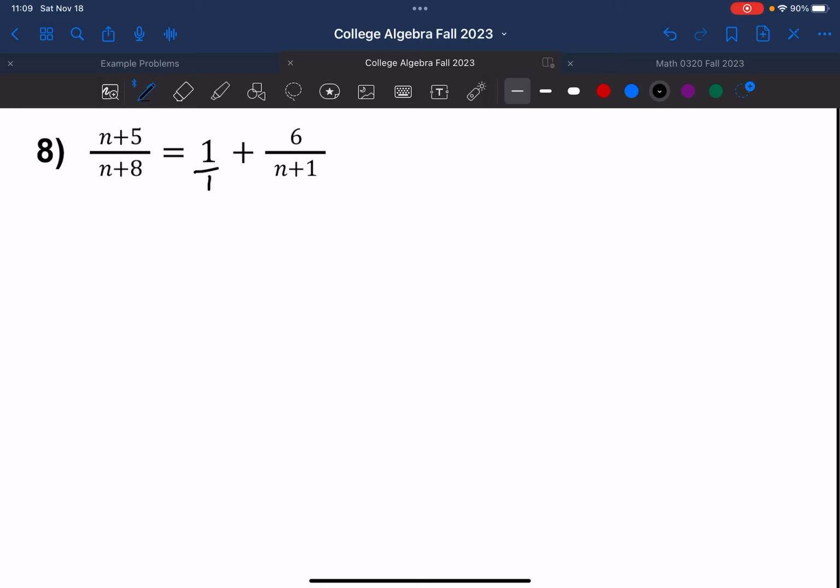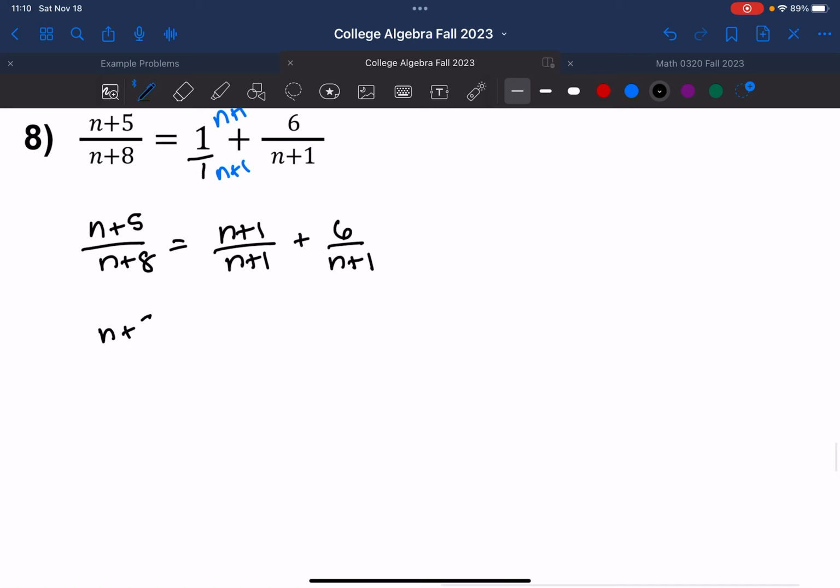And I want to get a common denominator of n plus 1. So I'm going to multiply that 1 over 1, top and bottom, by n plus 1. So I have n plus 5 over n plus 8 is equal to n plus 1 over n plus 1 plus 6 over n plus 1. Okay. So that gives me n plus 5 over n plus 8 is equal to n plus 1 plus 6, so n plus 7 over n plus 1.